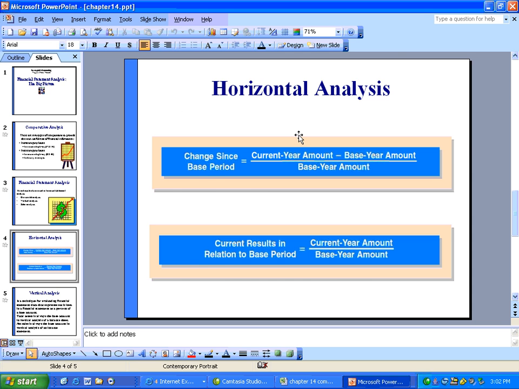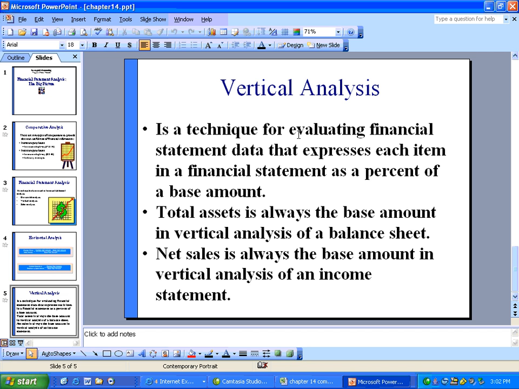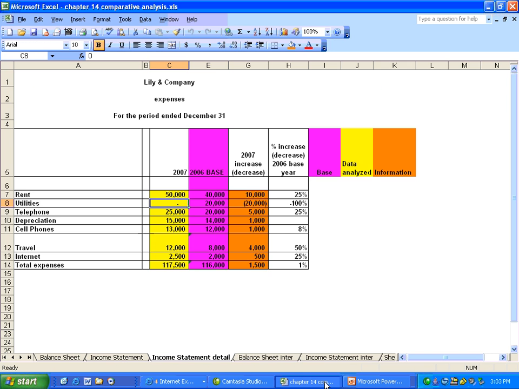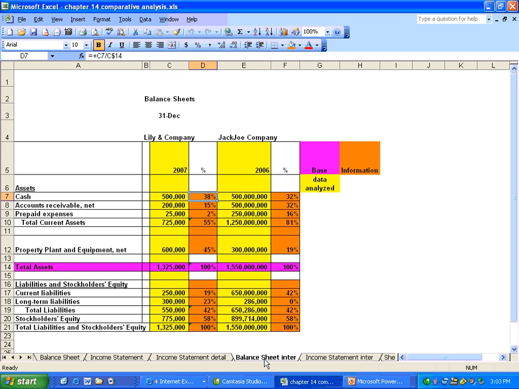Next thing we're going to talk about after horizontal analysis is vertical analysis. And vertical analysis allows us not to look across years, but to look within a single year. So in vertical analysis, when we're talking about expressing something as a base amount, we're only looking within that one financial statement. So again, let's look at a balance sheet where we're going to do a vertical analysis.